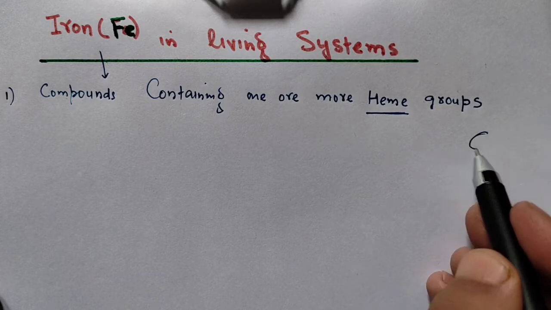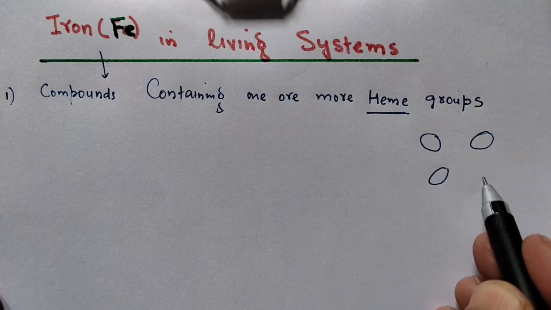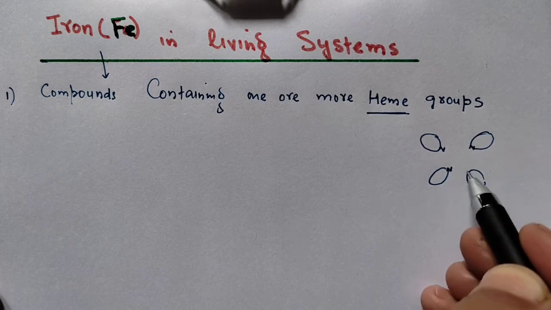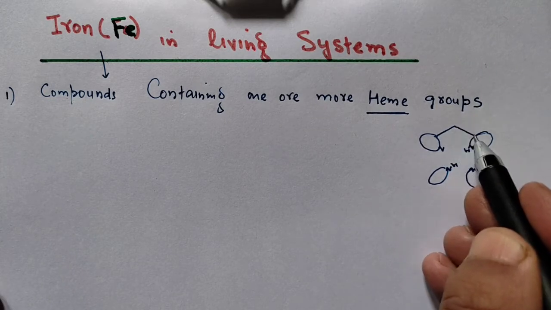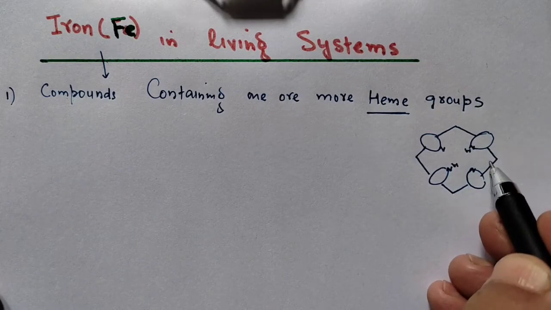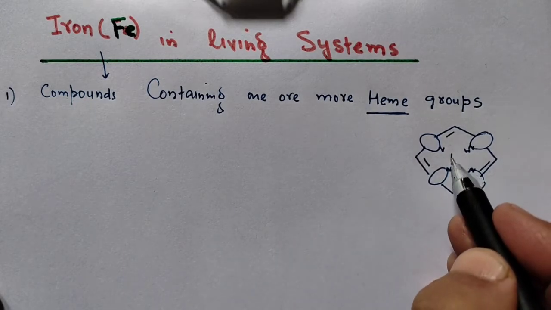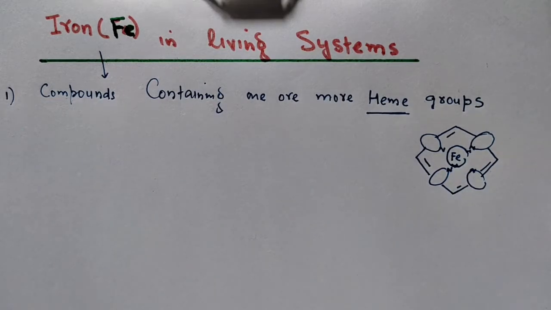For example, I will make it here. Let's say this is one pyrrole, another pyrrole ring, another pyrrole ring, another pyrrole ring. Let's say this is the nitrogen. And they're connected by the methane bridges, like this. And then we have iron here at the center. So this is called the heme group. The proteins and compounds which have a heme group are what we are discussing here.